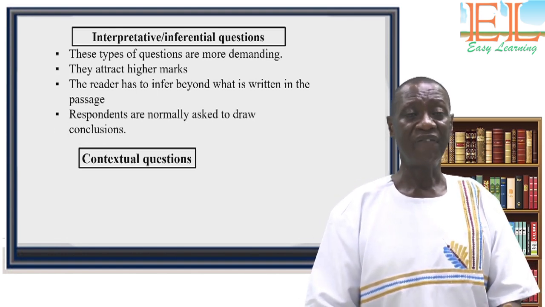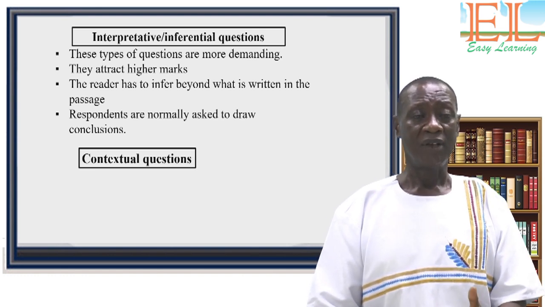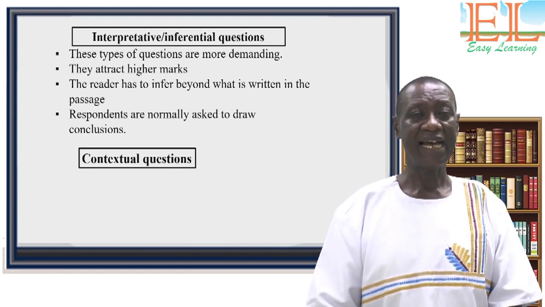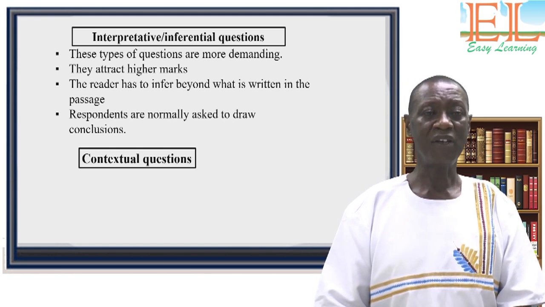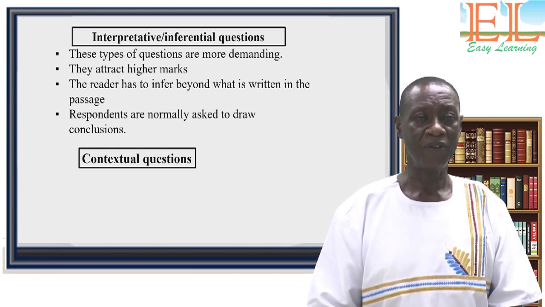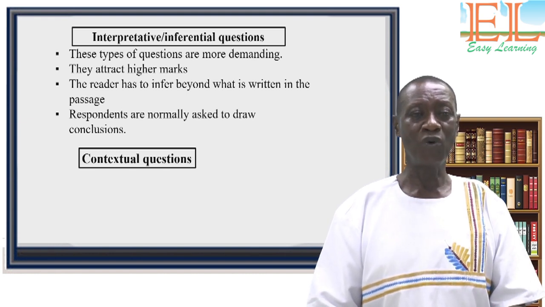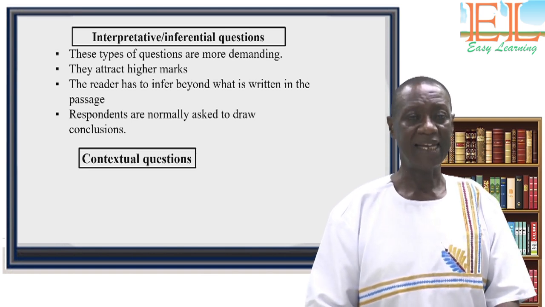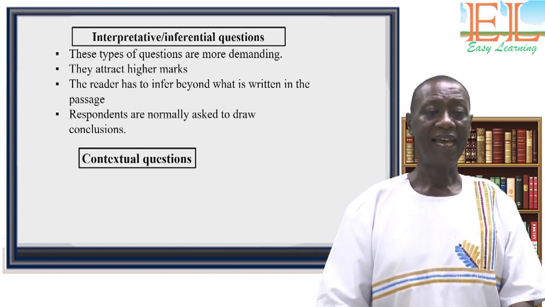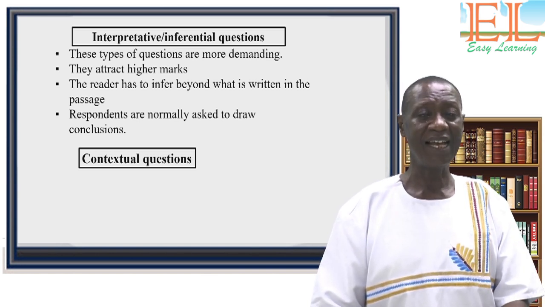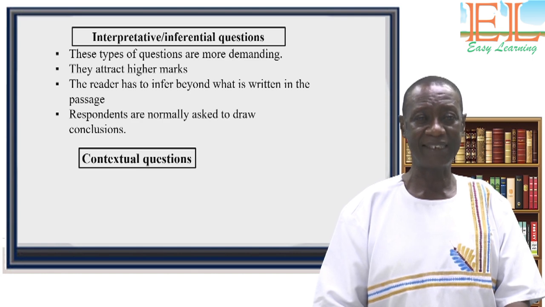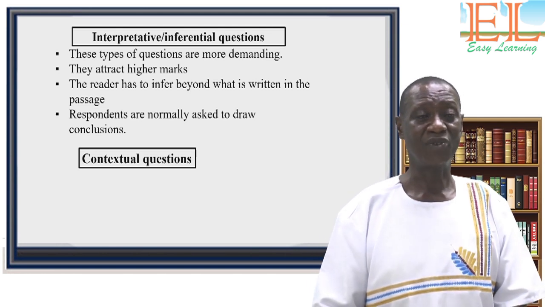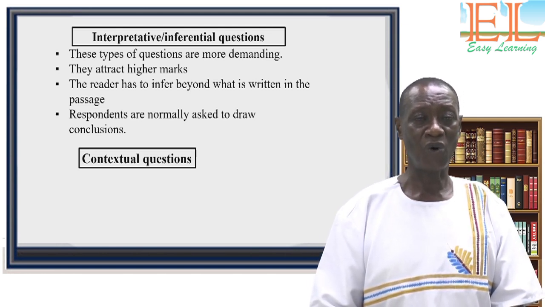For example, if a writer says, when they returned from the farm, the chicken had gone to roost. You have to infer at what time they returned from the farm. You have to infer that chicken normally go to roost before dusk, and therefore that was the time they returned from the farm. And again, respondents are normally asked to draw conclusions in interpretative questions. From your own point of view, what do you think the author is trying to put across? You have to draw your own conclusions.